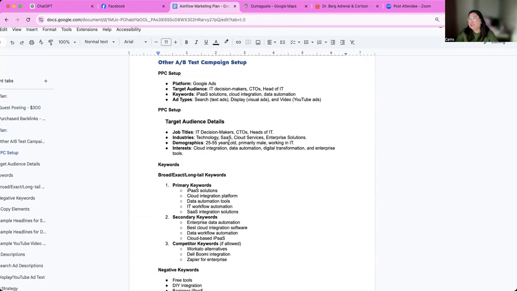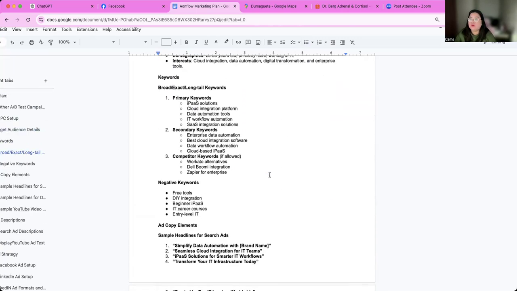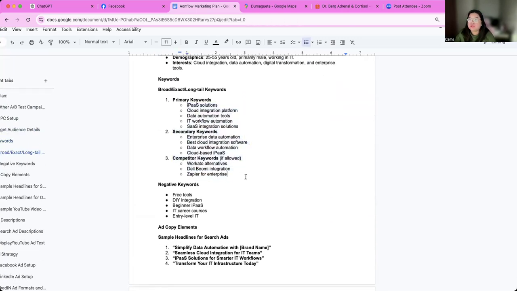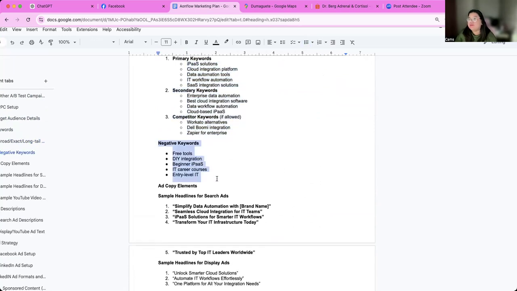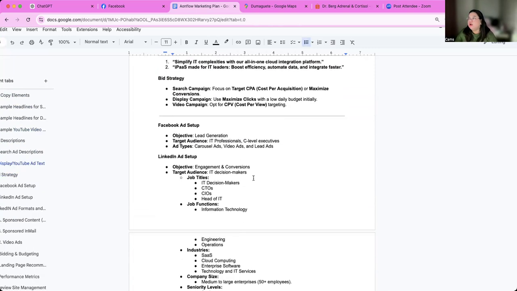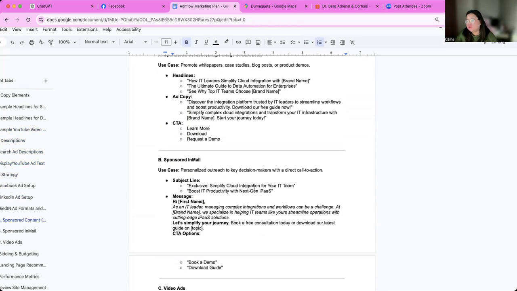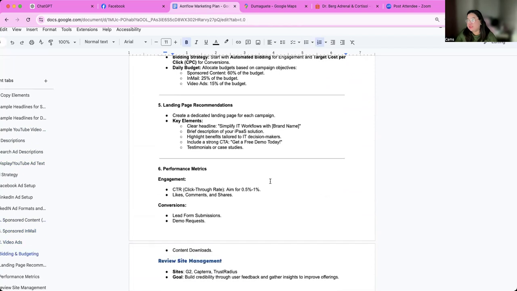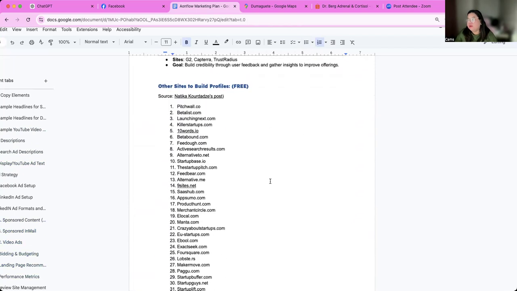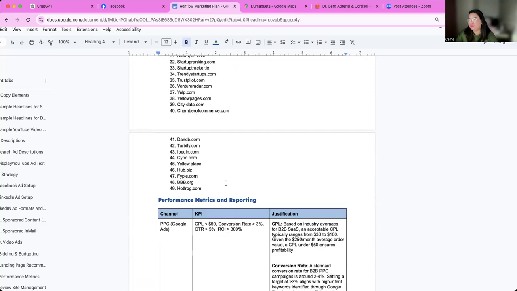I've also created here some sample of test campaign that I can use. So provided here keyword research because I've done a little bit of keywords research for their account and then negative keywords to ensure that we're not targeting those. Aside from that, I added ad descriptions that might be useful in the future, including bidding, and included other sites to build profiles for free. So you can get eyeballs and free. So I have it here.